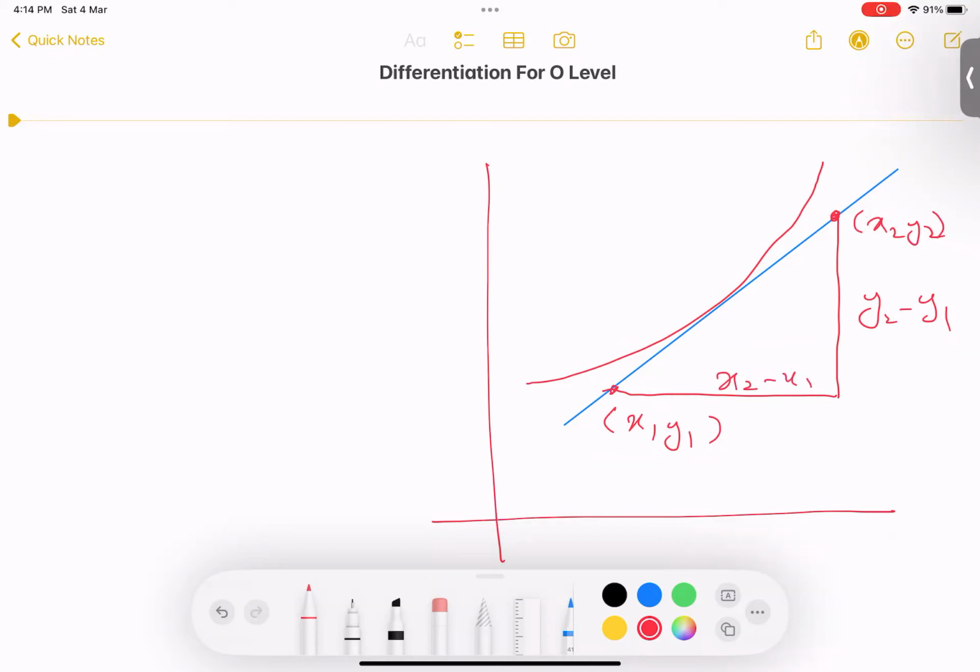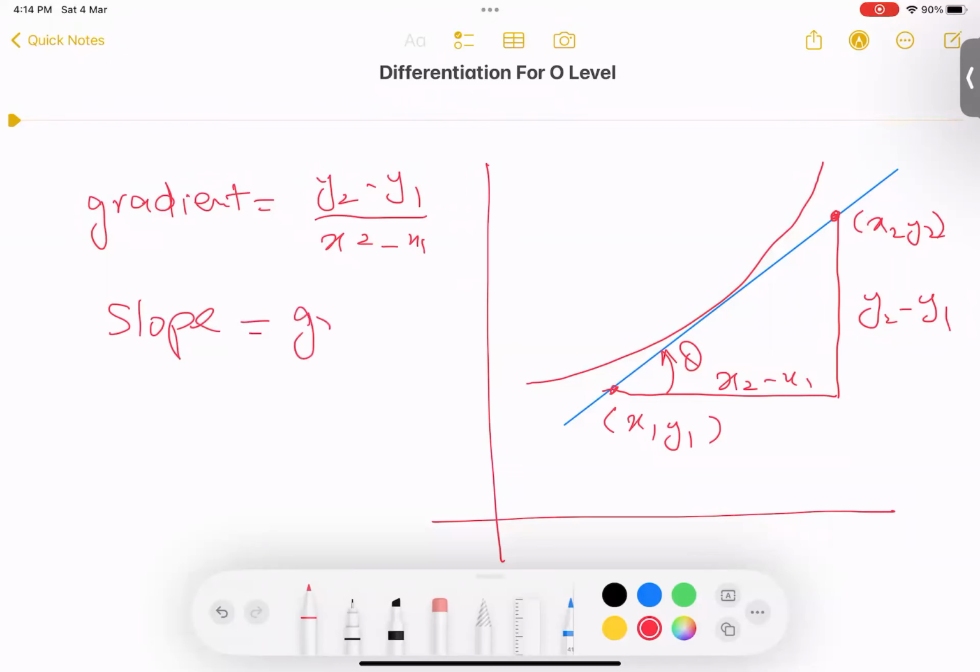If you remember the gradient concept, which you did in lower grades in the previous chapters, even in grade 9, the formula is y2 minus y1 over x2 minus x1. This is the gradient formula, with y2 minus y1 on top and x2 minus x1 at the bottom. For your knowledge, the slope, the angle of the line, is also called slope. So the words slope and gradient are the same.